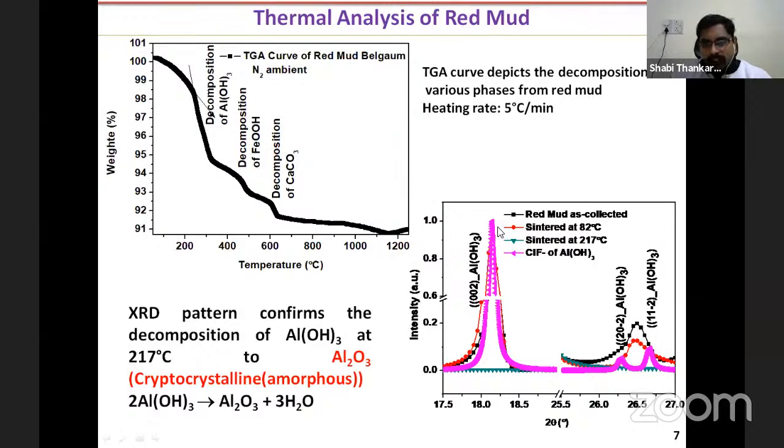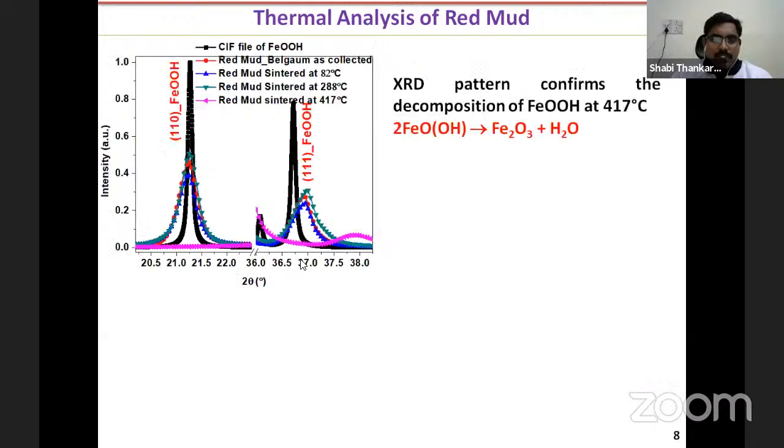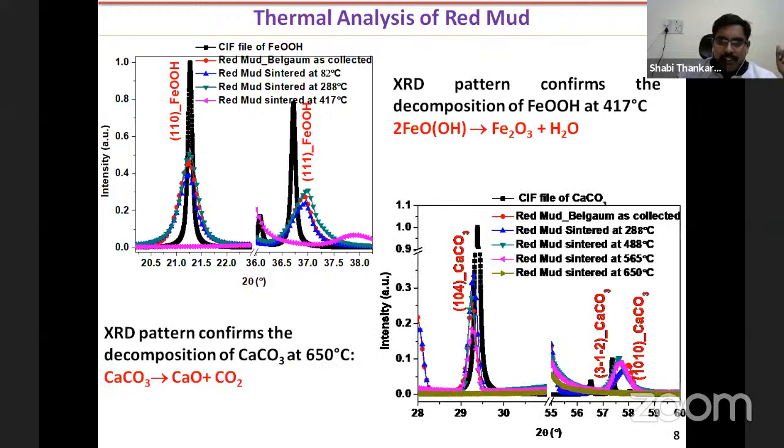This pink color shows the standard diffraction pattern of aluminum hydroxide, and if we can't see any peak in that position, it shows that the aluminum hydroxide has decomposed. Same with FeOH also. It decomposes around 417 degrees Celsius and releases water vapor. And around 600 degrees Celsius, the calcium carbonate present in the red mud decomposes, releases carbon dioxide, and is converted to calcium oxide.